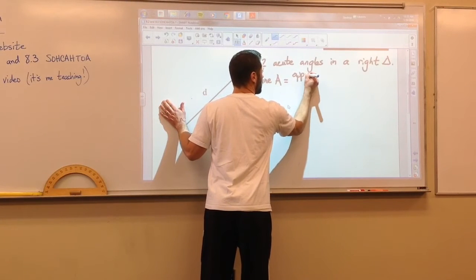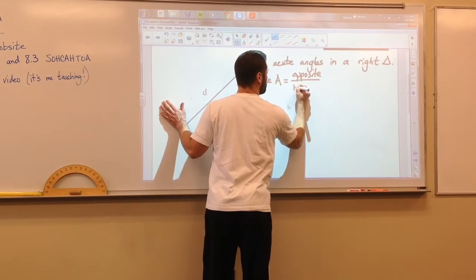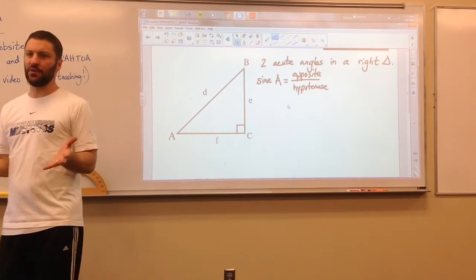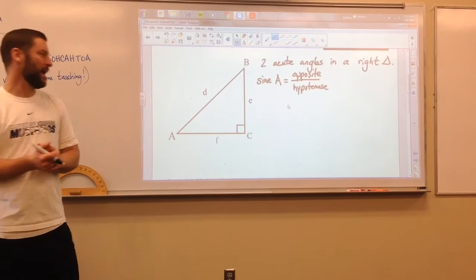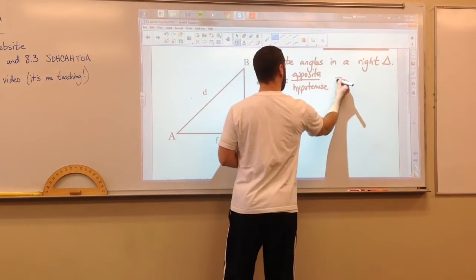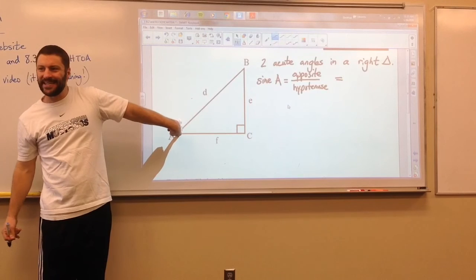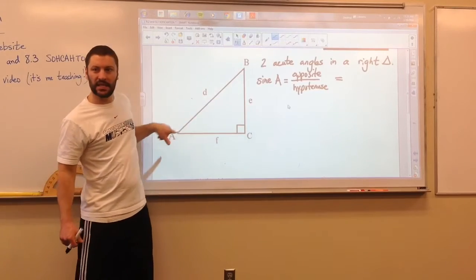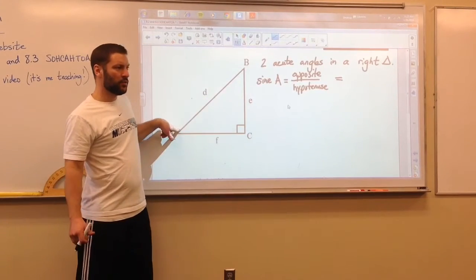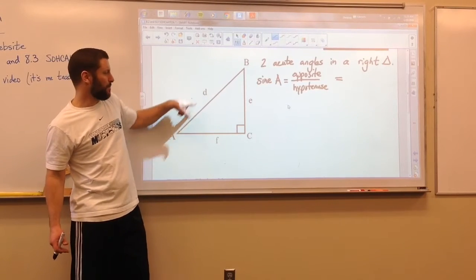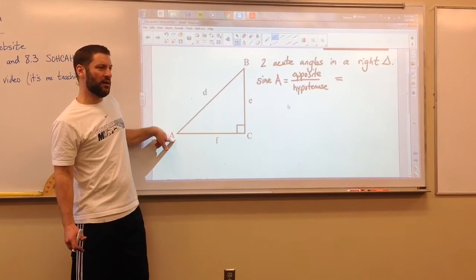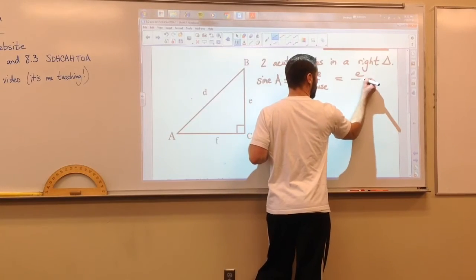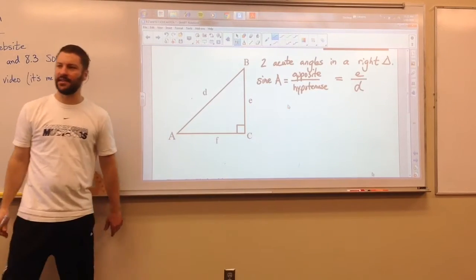Opposite over hypotenuse. That was his set of ratios. The sine of an angle is equal to the opposite over the hypotenuse. So in this case, if I am at A, what side is opposite of A? Side, not angle. E is opposite. Which one's the hypotenuse? D. Hypotenuse. So sine is O over H, opposite over hypotenuse. So it's E over D. The sine of angle A is equal to E over D.